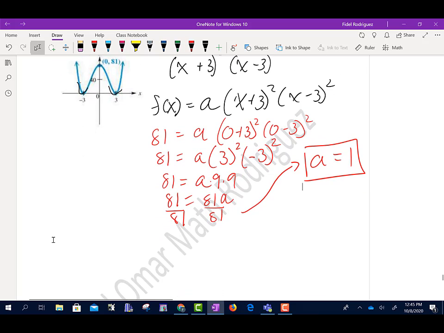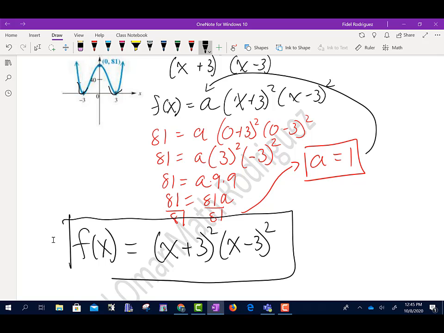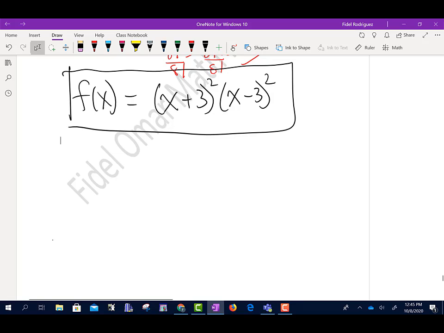So now all I'm going to do is I'm just going to write it out. f of x equals, you can put the 1, you don't have to, because remember when you put the 1 right here, it's going to be the same thing. x plus 3 squared times x minus 3 squared. Again, if it asks you to multiply it out, just take your time. Do the full method twice, and you'll get there, okay? And that right there, guys, was 3.4.